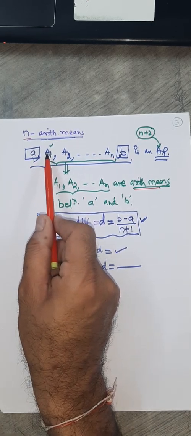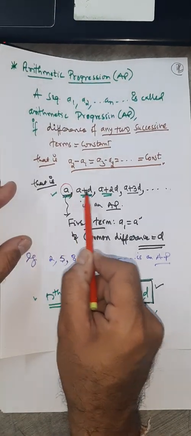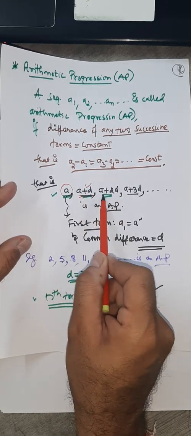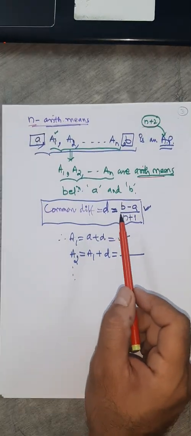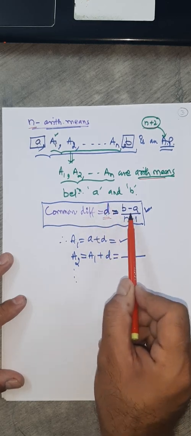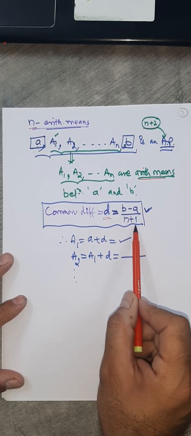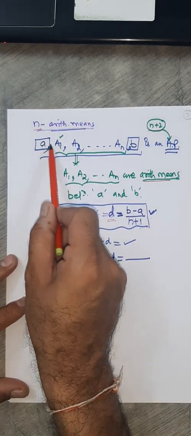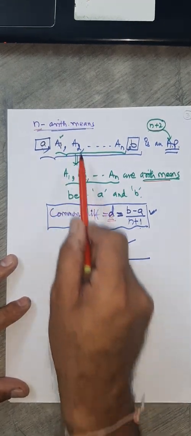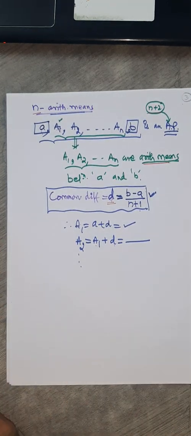In arithmetic progression, if I have the first term and I know D, I can get the second term. If I know the second term and D, I can get the third term and so on. So what I need to know is the common difference. Without proof, I will state this formula: B minus A upon n plus 1. Once you have D, you have A. So what is A1? A plus D. What is A2? A1 plus D and so on. This way you can find n arithmetic means.